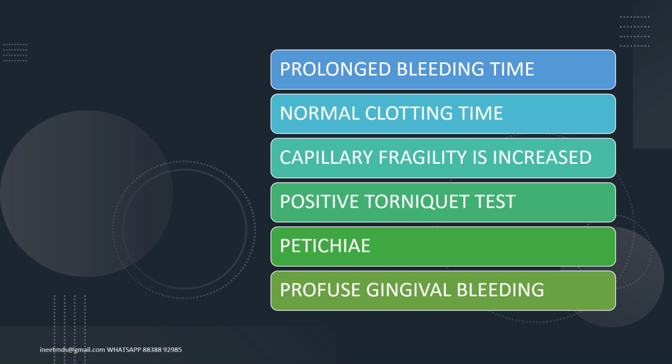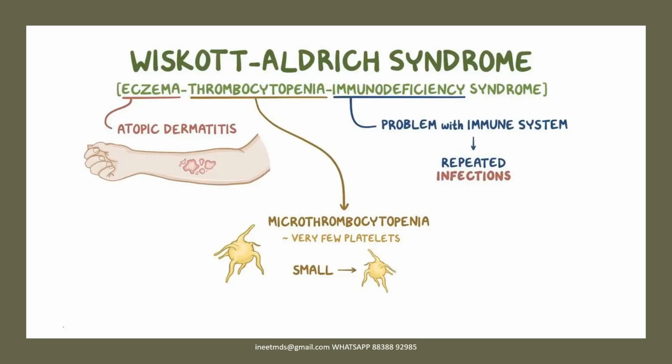Generally in thrombocytopenic purpura we will have features like prolonged bleeding time and normal clotting time. Remember, thrombocytopenia is a bleeding disorder, whereas conditions like hemophilia are clotting disorders. So, you have something called bleeding time and clotting time. In thrombocytopenia we have prolonged bleeding time, and the patient will have normal clotting time. The capillary fragility will be increased, with a positive tourniquet test, and clinically you can see petechiae and profuse gingival bleeding.